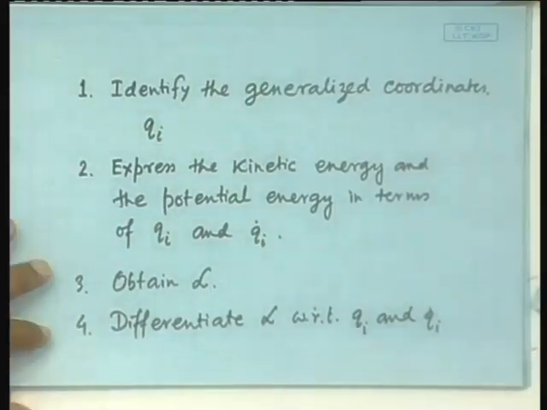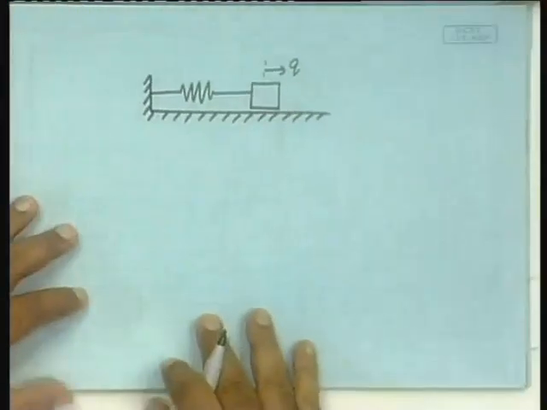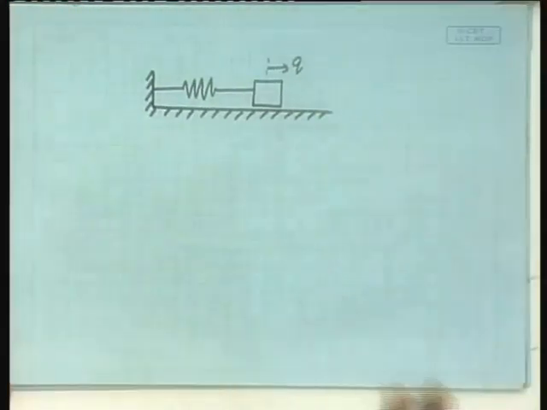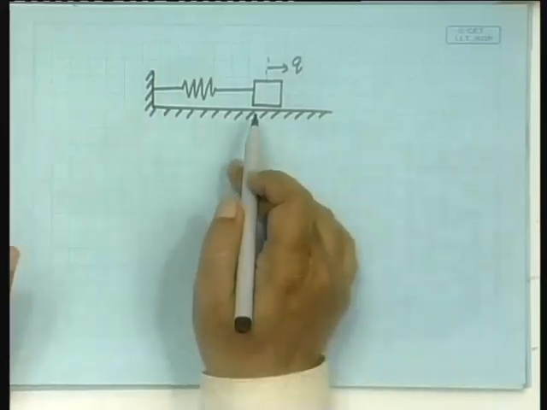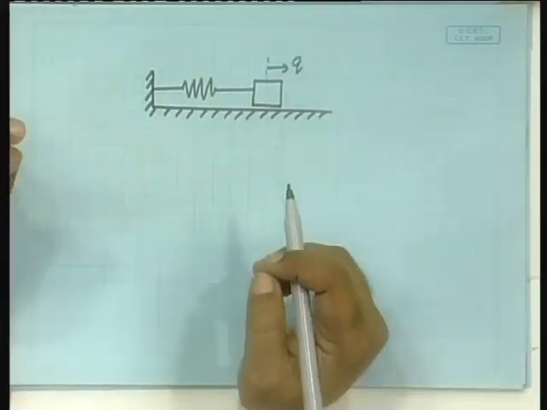Let us illustrate. Start with this problem. Number 1, identify the generalized coordinate. We have identified only one. Yes. Sir, if you can't identify the generalized coordinate, will it matter? No, it will matter. His question is, if we can't identify the generalized coordinate, will it matter?